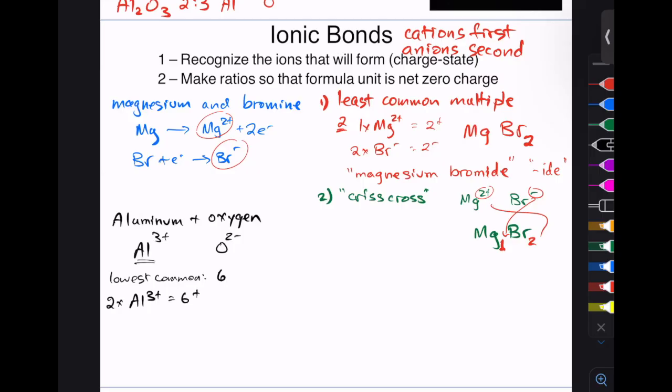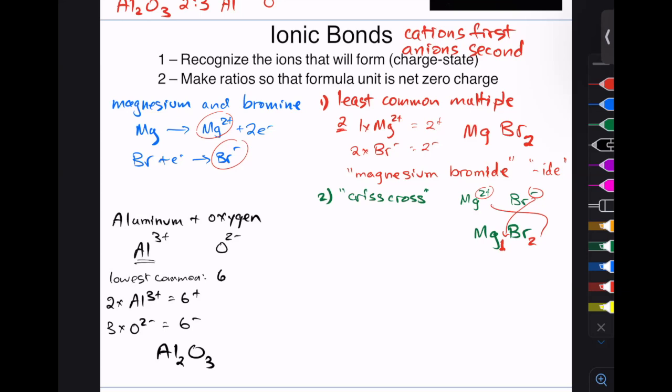And how many oxide ions does it take to give us 6-? It takes 3 of them. So there you go, 6-. And so then we write it as cation first, anion second, and now we fill in our answer. We have 2 aluminums for every 3 oxygens. That's our formula unit for aluminum oxide.